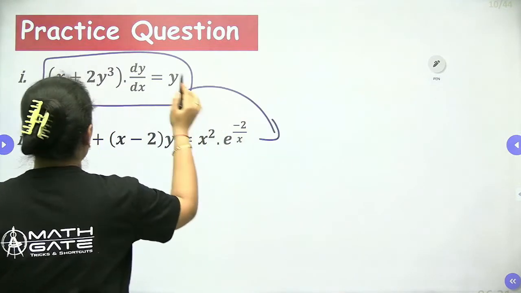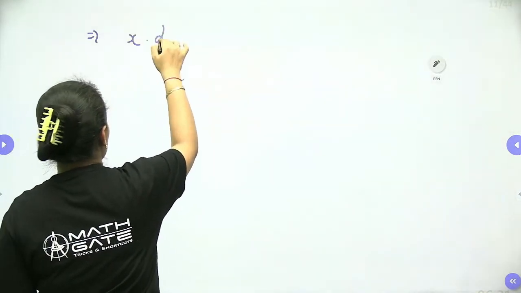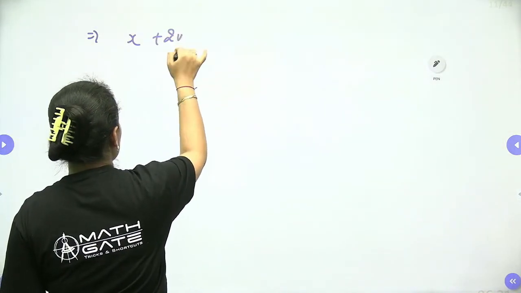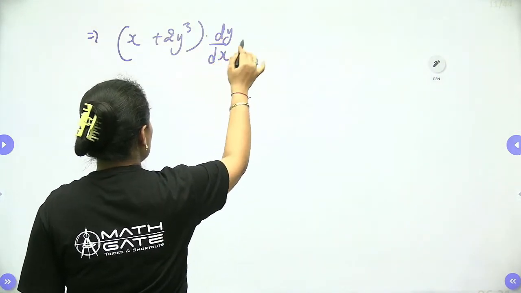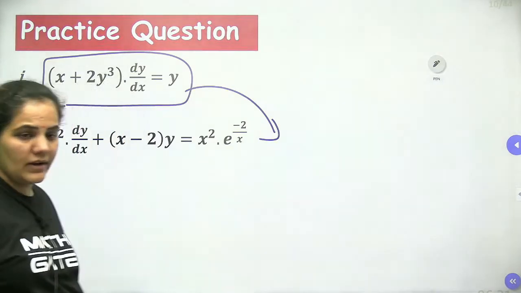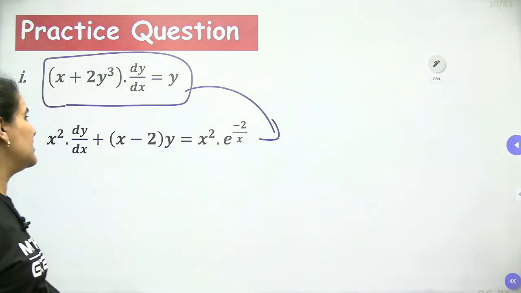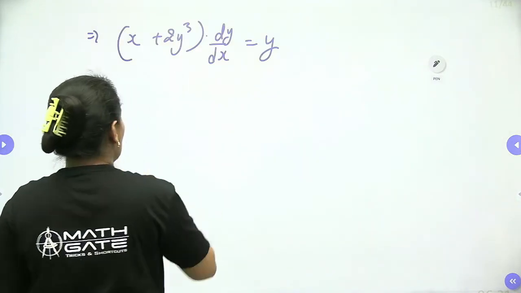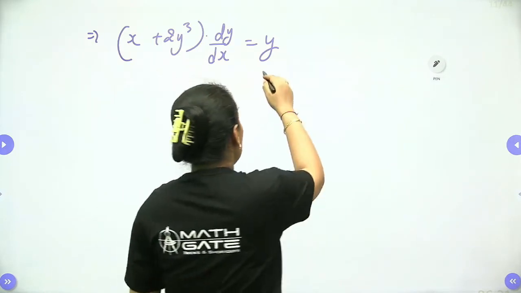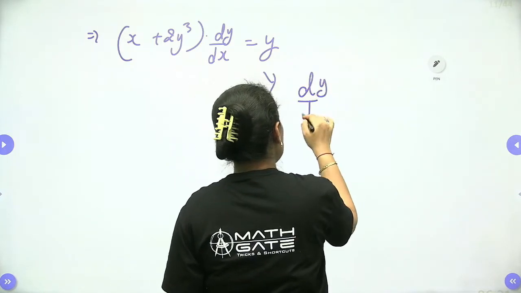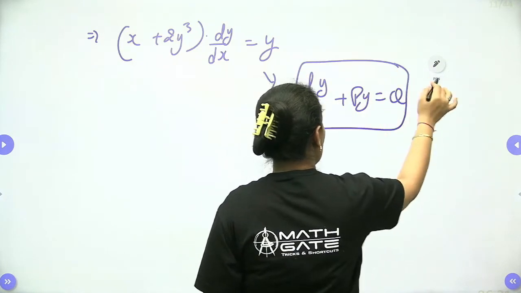Is this a linear form? Let me show you. Let me write down the equation first. It is x plus 2y cube, times dy by dx, is equal to y. So what we have to do is find the solution only. When we approach the solution, we have to convert this equation into a different form, because as you can see, dy by dx is equal to, it cannot be written in the form dy by dx plus py is equal to q. It cannot be written in this form, dear students.